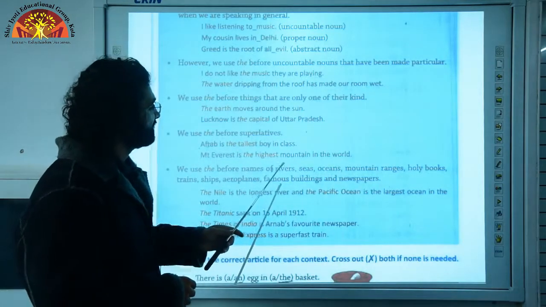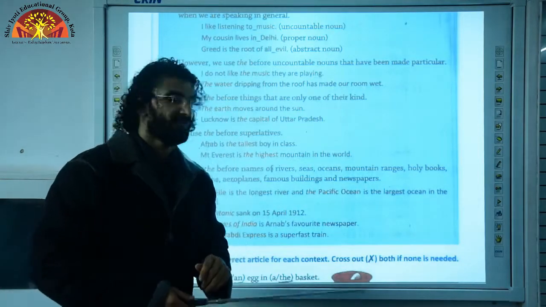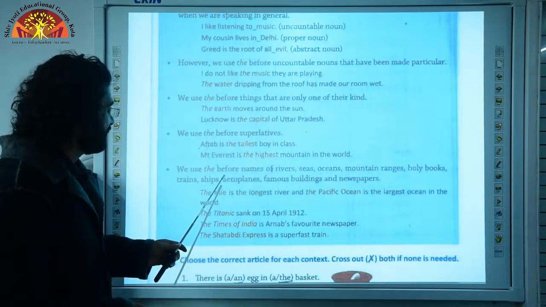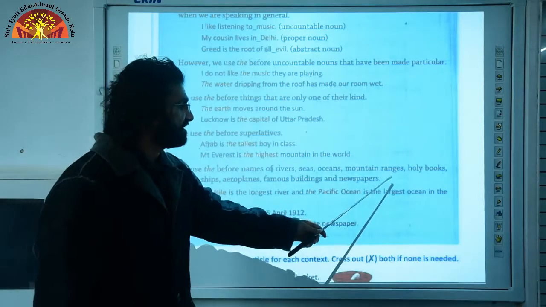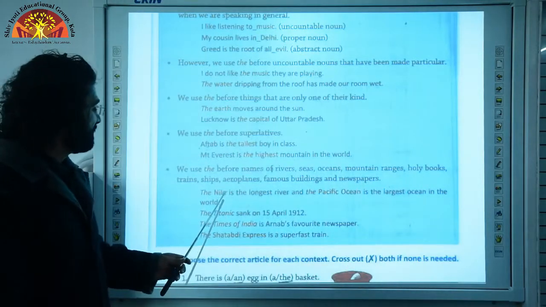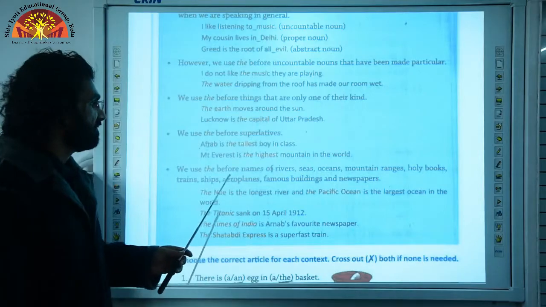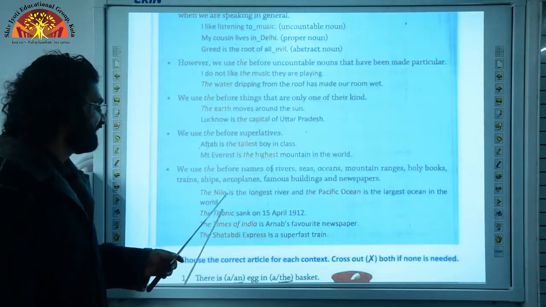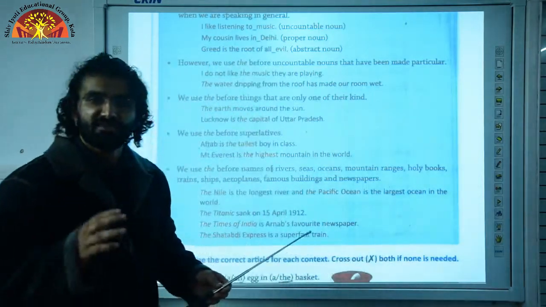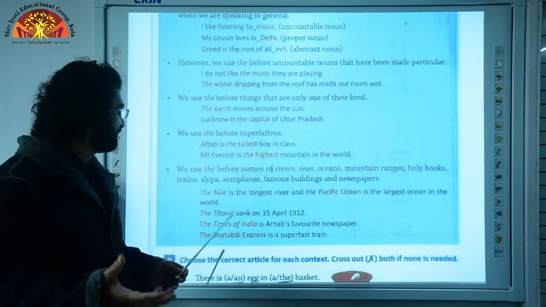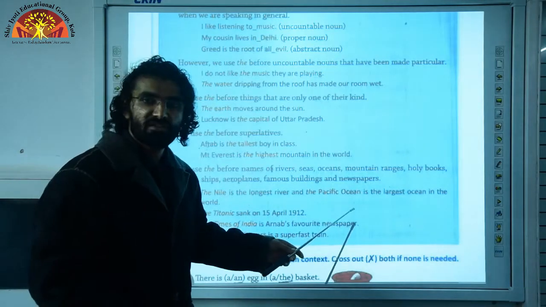Mount Everest is the highest mountain in the world. Alright, the highest is a superlative degree. We use the before names of rivers, seas, oceans, mountain ranges, holy books, trains, ships, aeroplanes, famous buildings and newspapers. So we use the before the names of these. We have some examples. The Nile is the longest river and the Pacific Ocean is the largest ocean in the world. River Nile is in Egypt. When we are mentioning the name of the river Nile, we are saying the Nile, okay? The Nile is the longest river, the Pacific Ocean, alright?